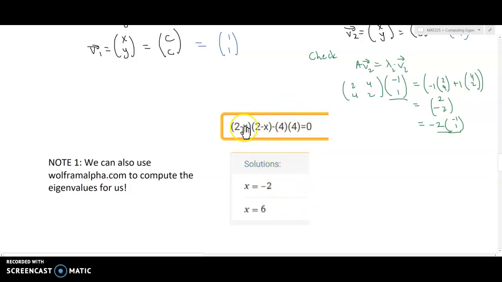For lambda, we just used x here in place of lambda, and you can see that the solution to that is x equals -2 and x equals 6. So these are my two lambda values that we found. I think we called this one lambda 2, and we called this one lambda 1. So let's do another example.